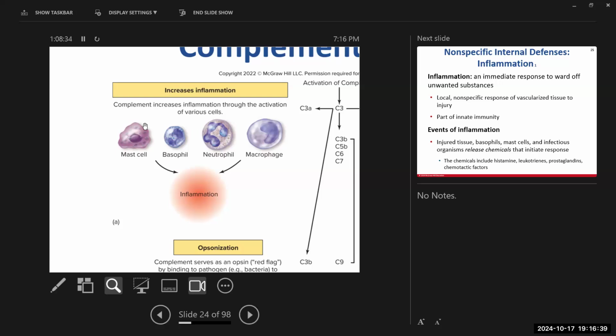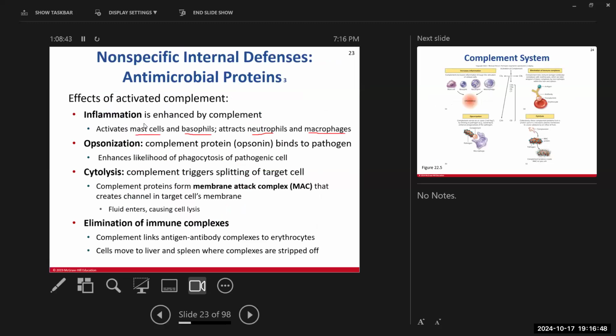So it's going to compound, and I think it's aptly named complement. It's going to complement inflammation. It's going to enhance that inflammation there. All right, so that's the first way that complement can work. The next one is called opsonization.